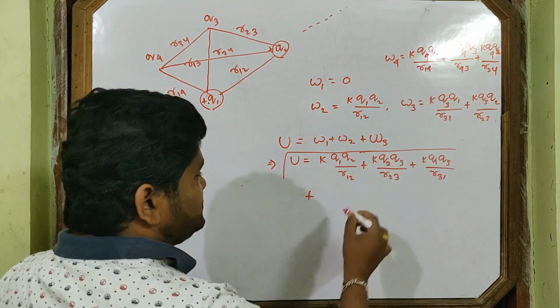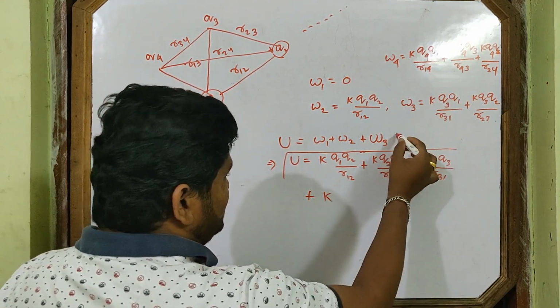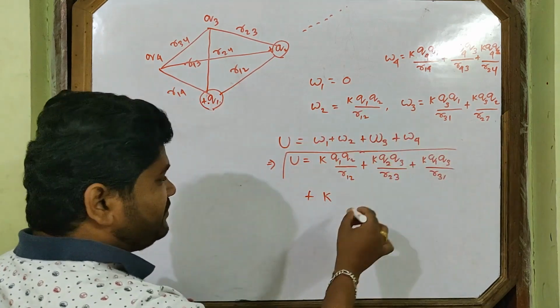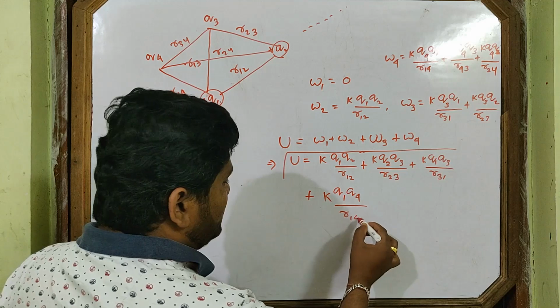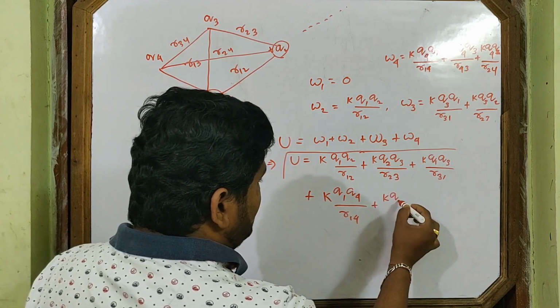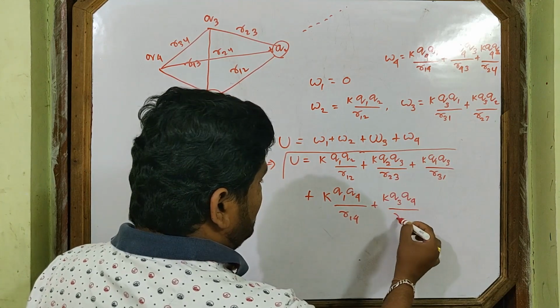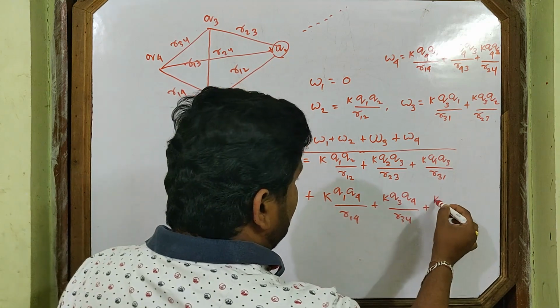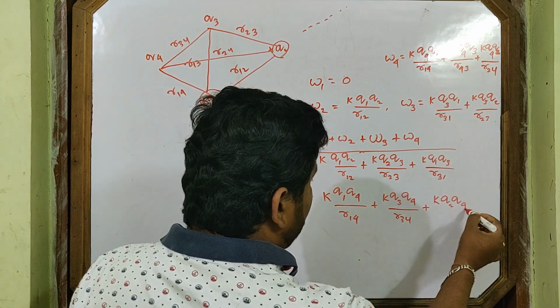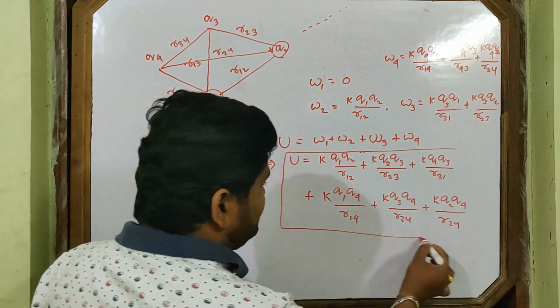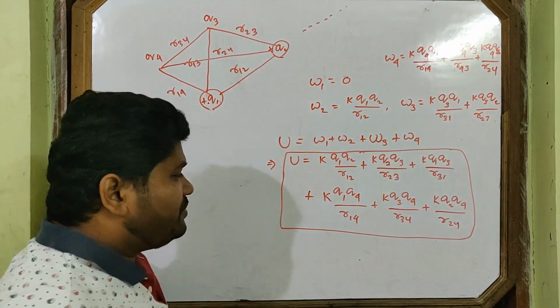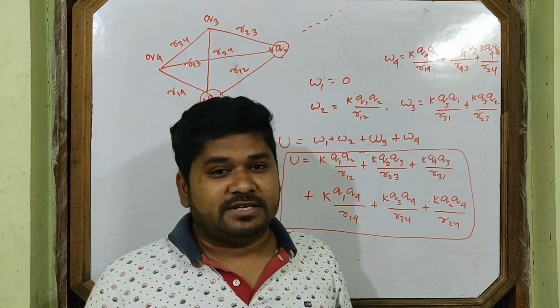Again, those 3 terms I have to add. So here it will be W4: K Q1 Q4 by R14, K Q3 Q4 by R34, K Q2 Q4 by R24. So this is the expression of potential energy of a 4 particle system.